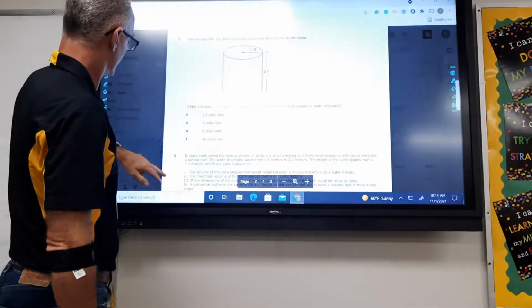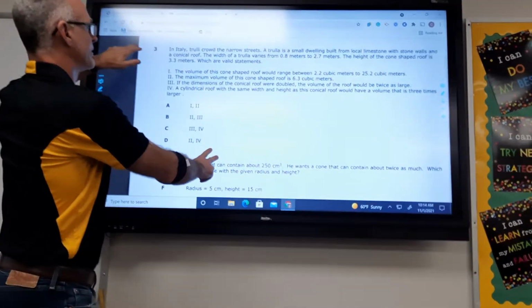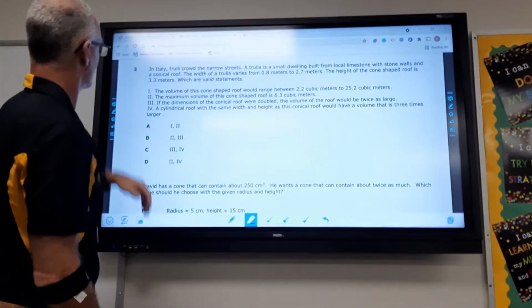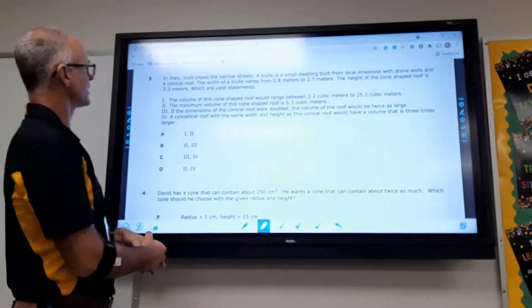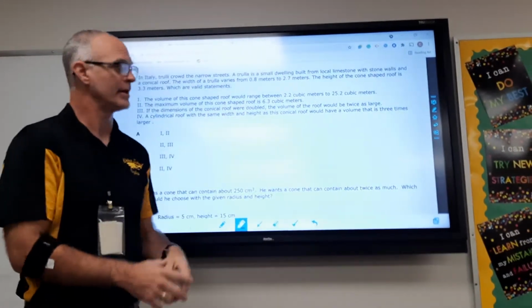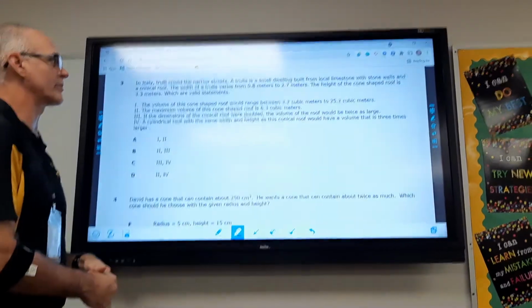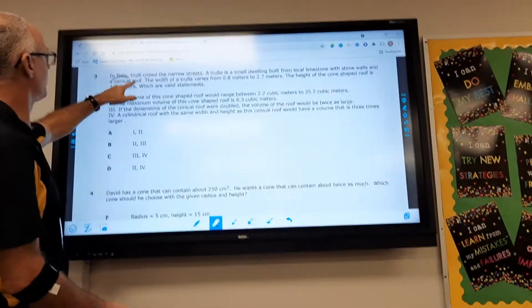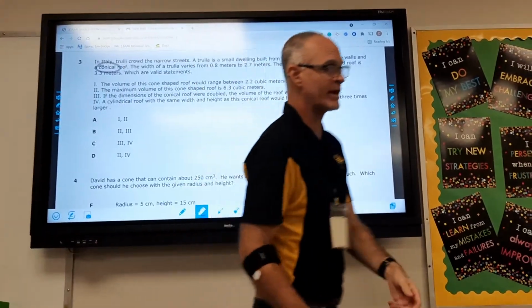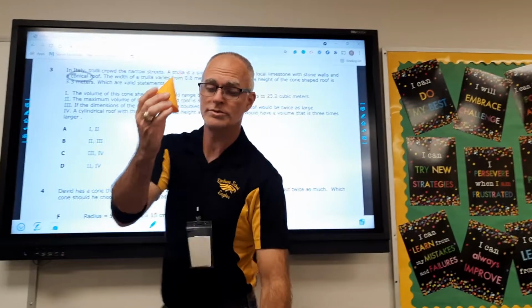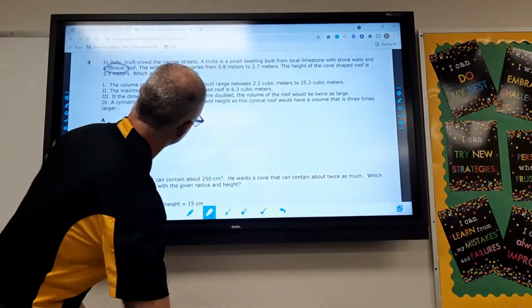Number 3. This is a challenging problem. There's a lot of information here. In Italy, trulli crowd the narrow streets. A trulla is a small dwelling built from local limestone with stone walls and a conical roof. That's important. Conical, which means we are going to be involved with a cone, right? Like an ice cream.